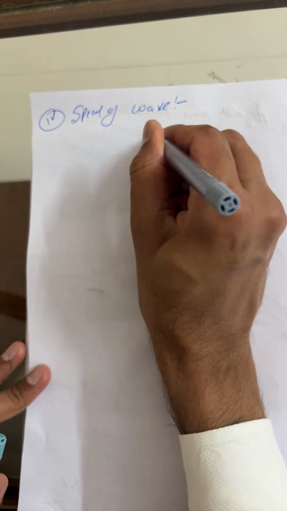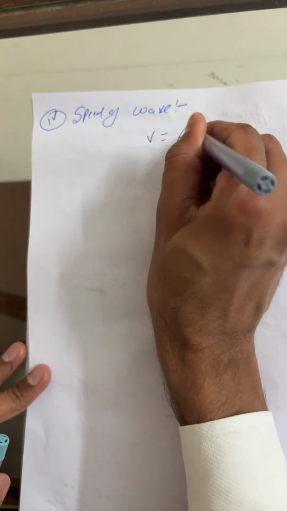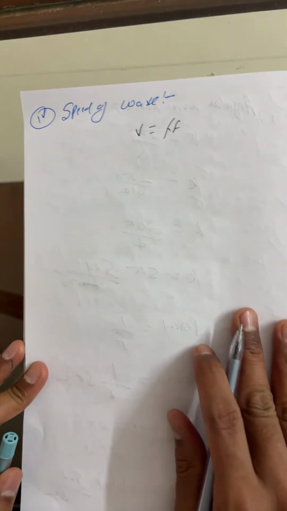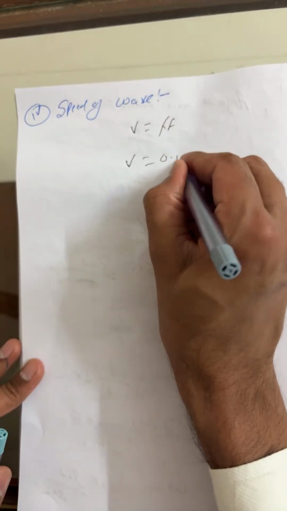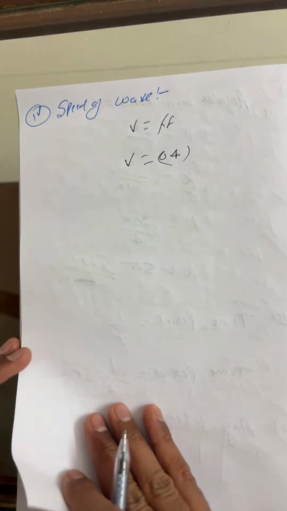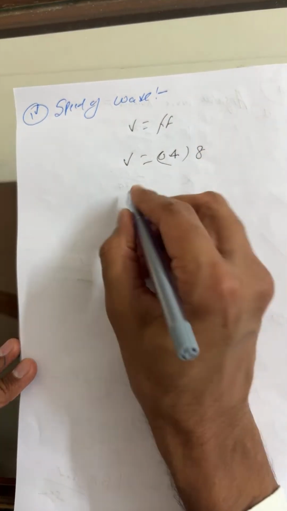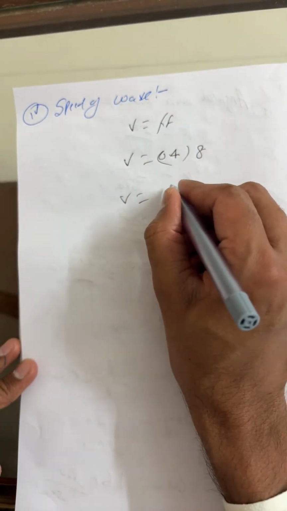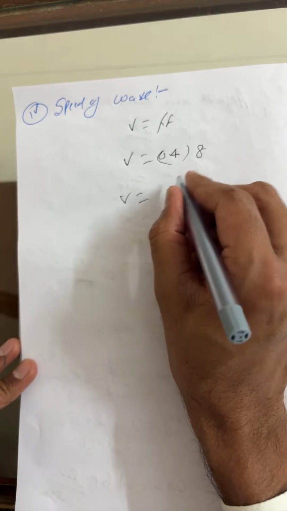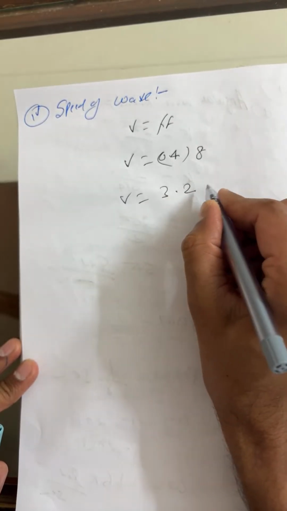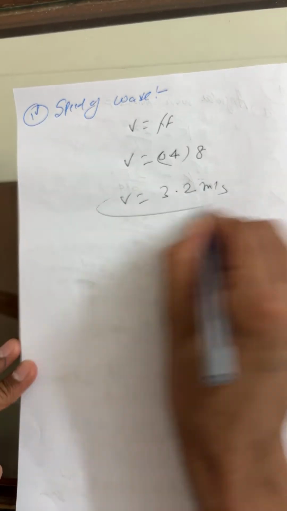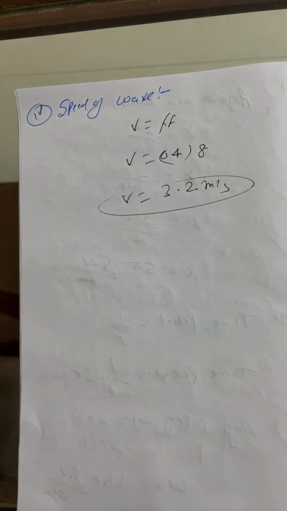Speed of wave. So how can we find that? I hope all of you remember, as I said, v is equal to lambda f. So v is lambda, 0.4, and f, the frequency, is 8. So what will you get? 8 fours are 32, so 3.2. We can say 3.2 meter per second.